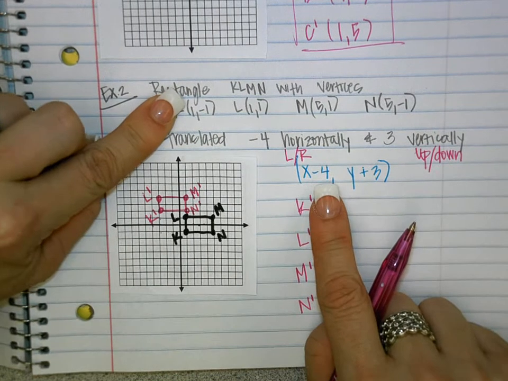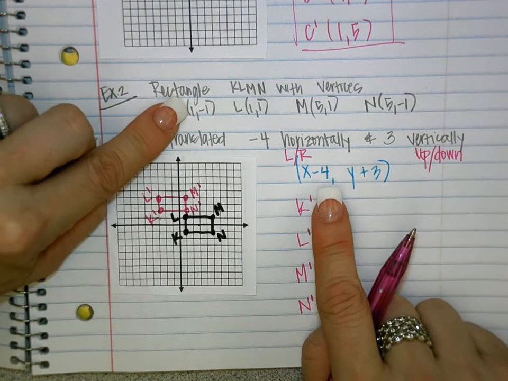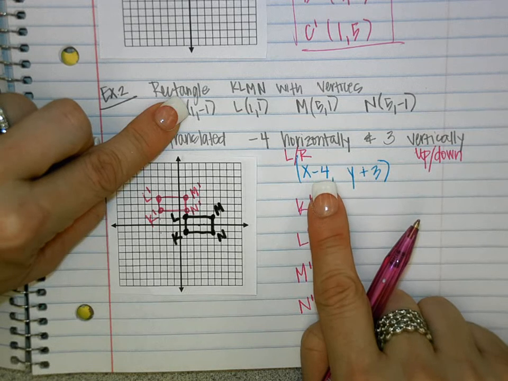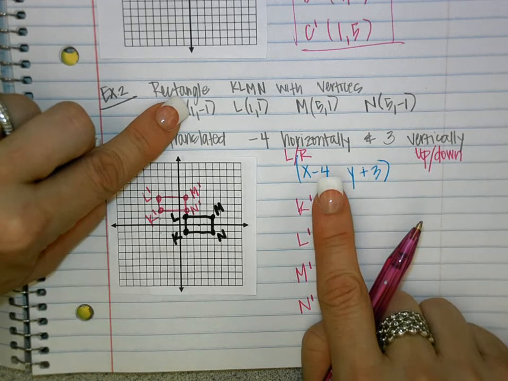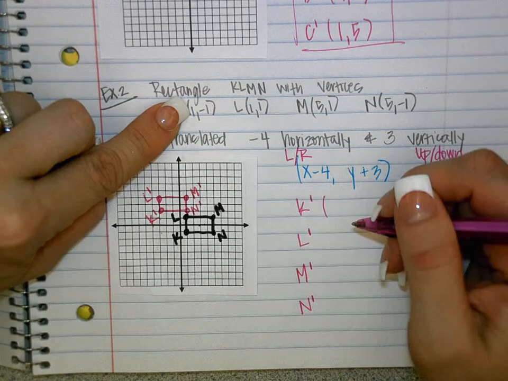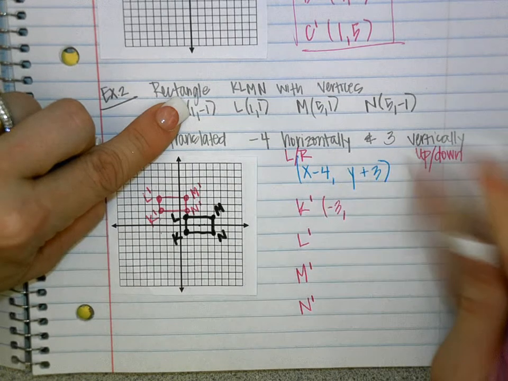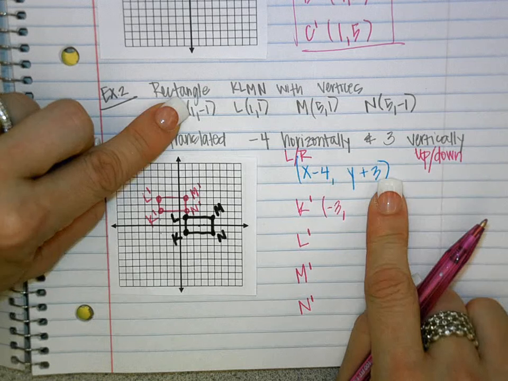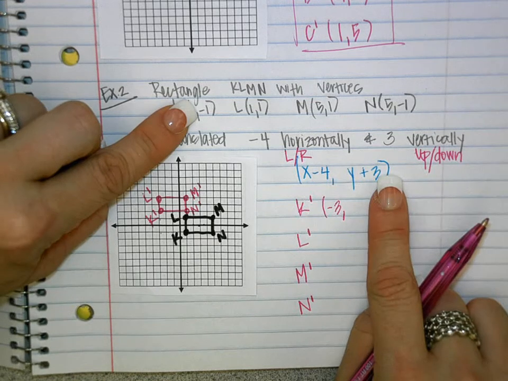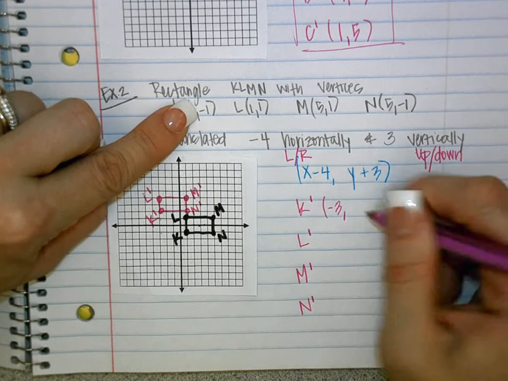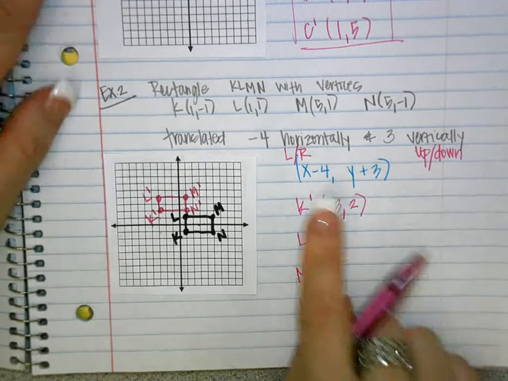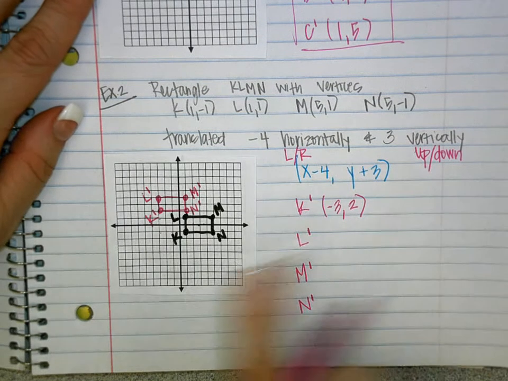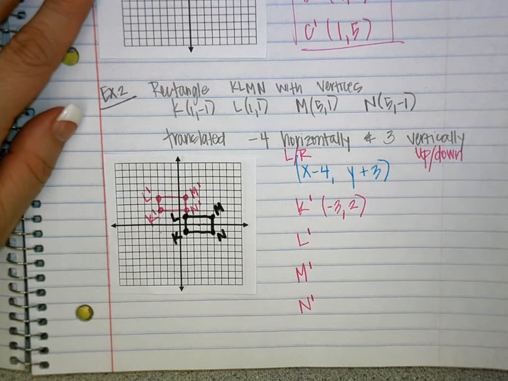Your original K point, the X was 1. We're going to move negative 4. So what's 1 minus 4? Negative 3, comma, the Y portion, you're adding 3. So negative 1 plus 3 gives you 2. So you could use the formula, or you could just count and label those dots.